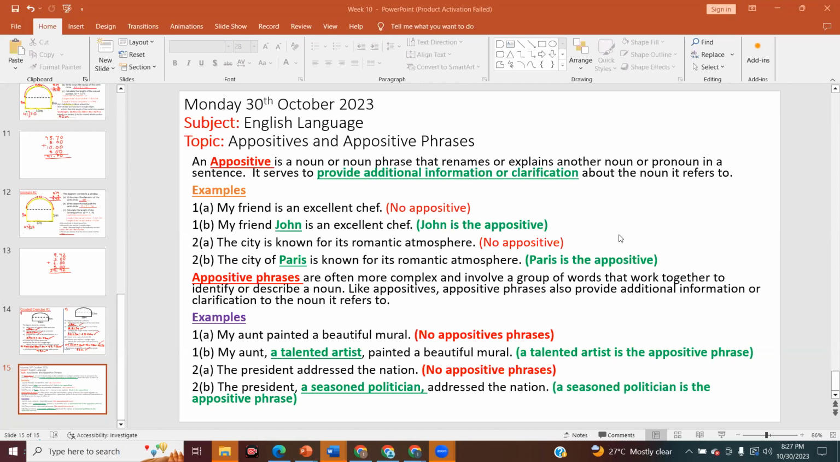If the noun isn't identified, is it not an appositive phrase? Very good question. So basically, you have to identify the noun, or you have to give me more explanation about the noun. For example, if you look at number 1, I say my friend is an excellent chef. But what's the name of my friend? So John gives me more information about my friend. His name is John. So you have to give us more information about the noun in order for it to be an appositive. You understand? Yes, sir. Good.